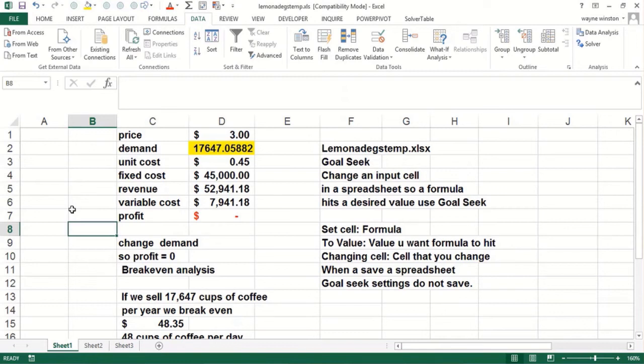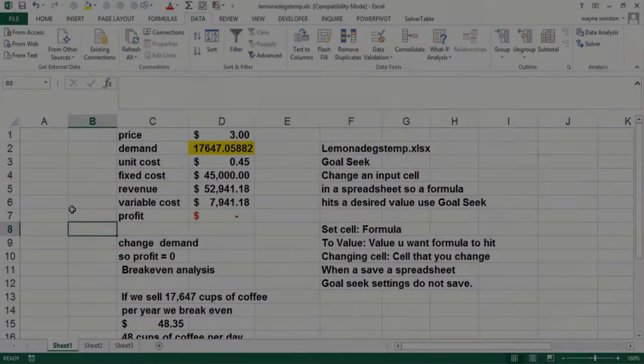In the next video, we'll show you how you can combine GoalSeek with Excel functions. Like we combine data tables with Excel functions. We'll do something very similar to that.